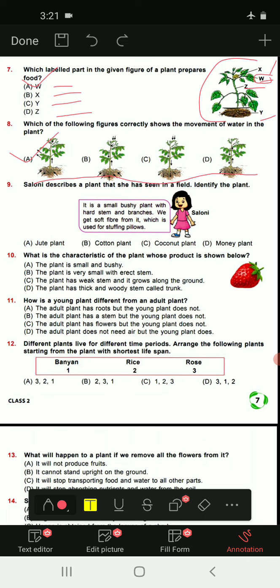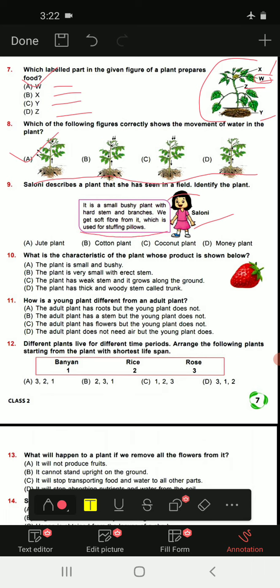Okay, next question, Saloni described a plant that she has seen in a field. Identify the plant. So what does she tell? She tells that it is a small bushy plant with hard stem and branches. We get soft fiber from it, which is used for stuffing pillows.